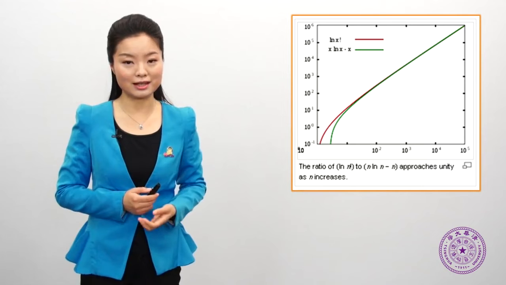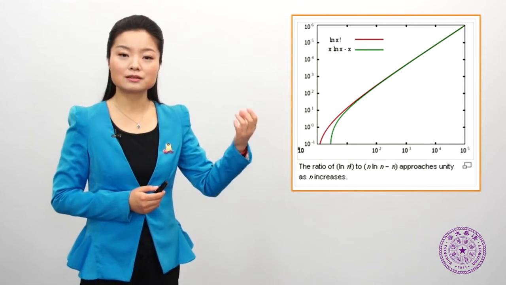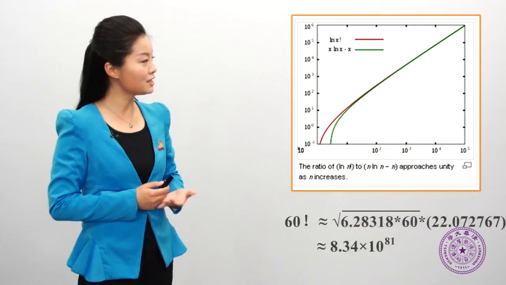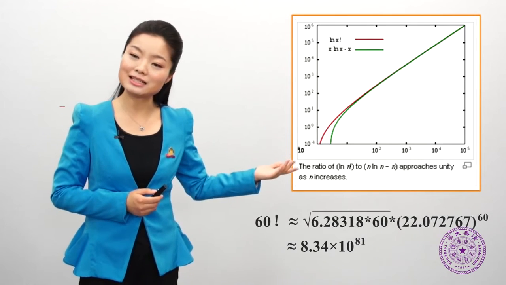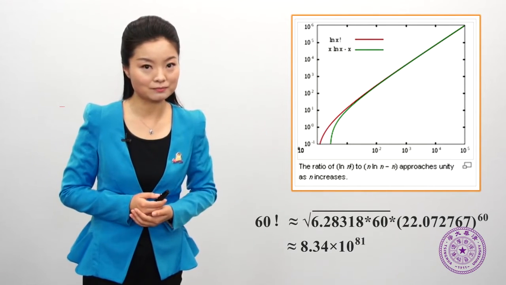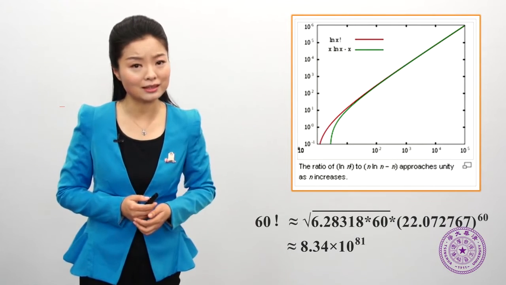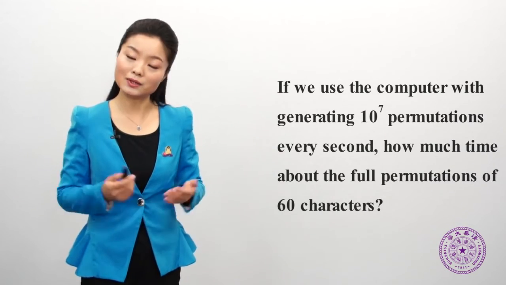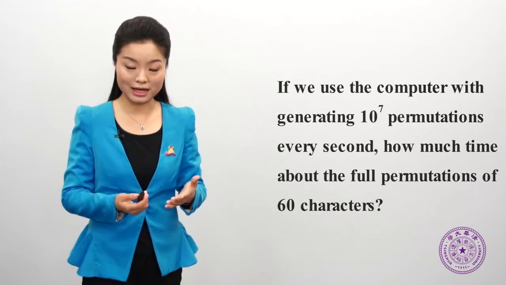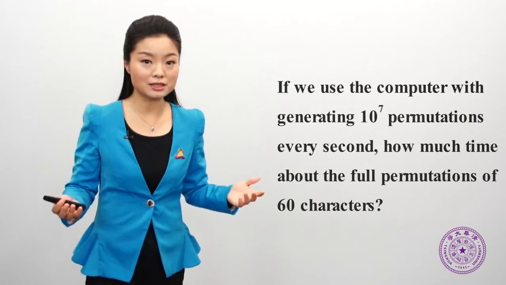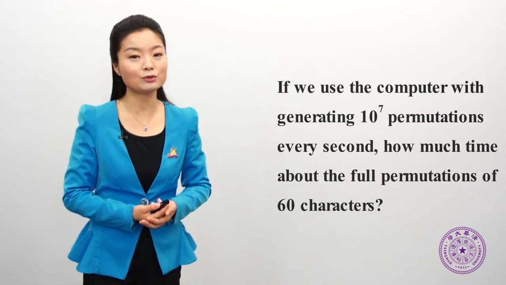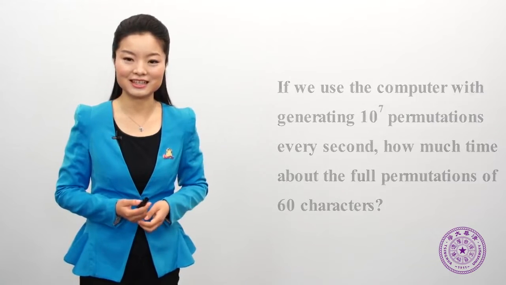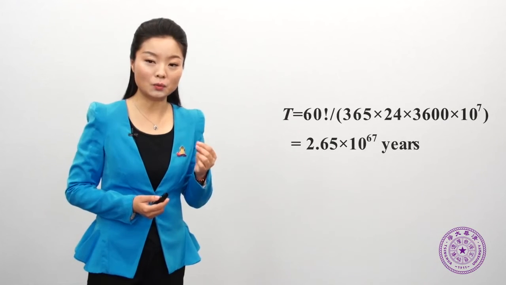So let's calculate how large n factorial could be. This is a table for it. For example, when n is equal to 60, with Stirling's formula, we find that 60 factorial is equal to this one. How large is this number? If we want to generate all permutations of 60 numbers, and if the speed of the computer is to generate 10 to the 7th permutations per second, how long would it take? Let's calculate. The answer is surprising.